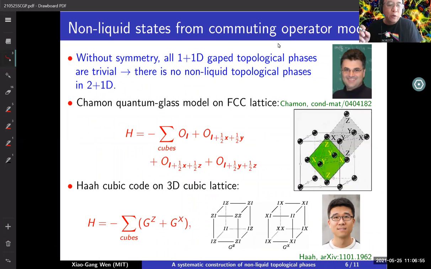So the first example of this fracton order, at that time called the quantum glass, was given by Claudio Chamon. He constructed a commuting projector model on the FCC lattice. And then Haah's cubic code is another fracton order, which is more exotic and has a fractal structure.